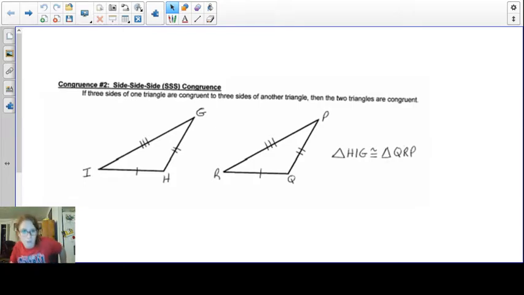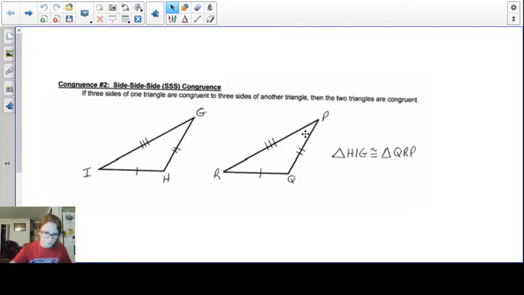Alright guys, so today we're going to talk about two more types of congruence in triangles. Today we're going to do side, side, side, and side, angle, side. So yesterday, to prove triangles were congruent, we needed 6 pieces. Today we're just going to use 3. We can show it because of the sides, and then we're going to show side, angle, side.